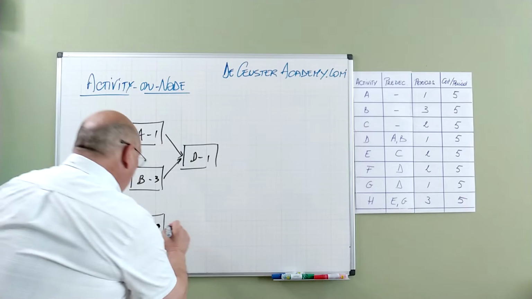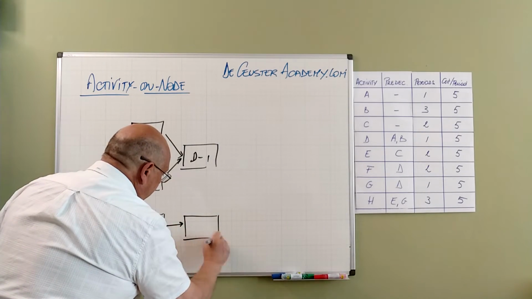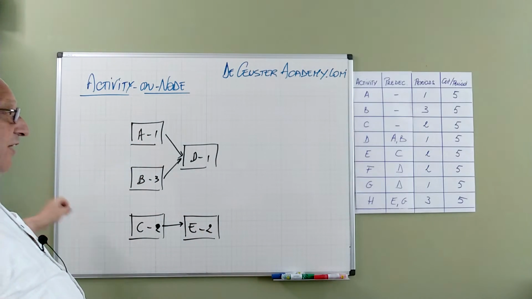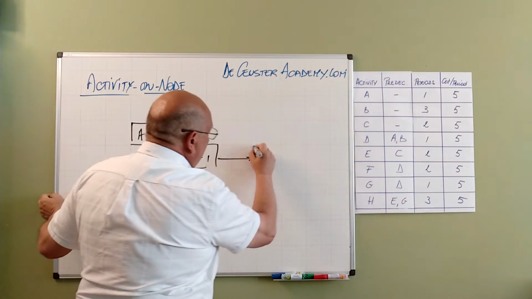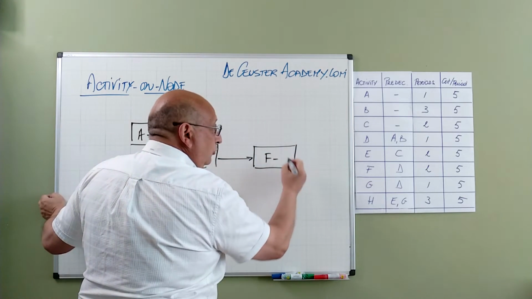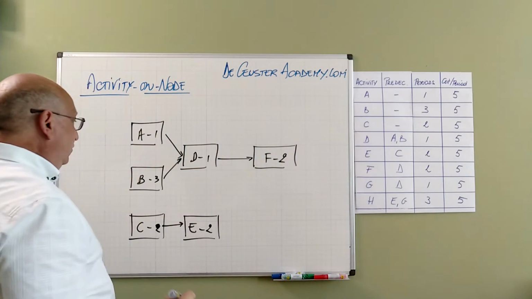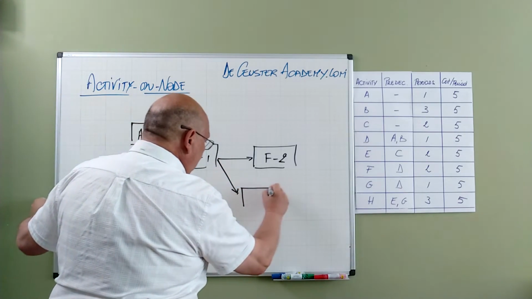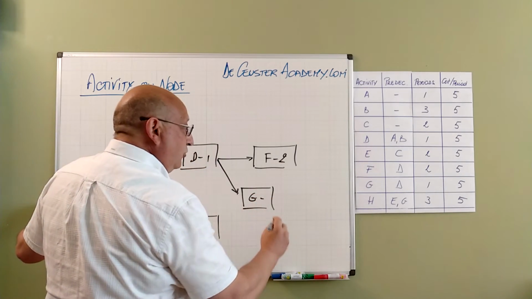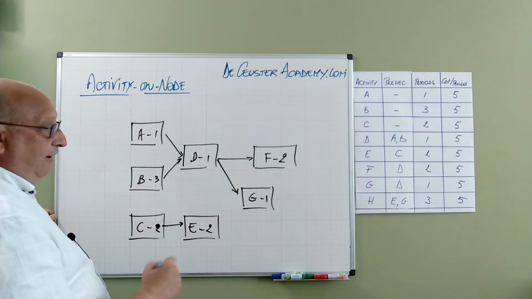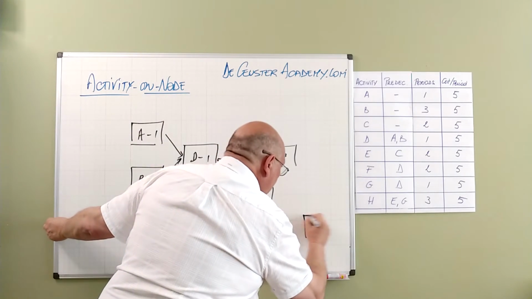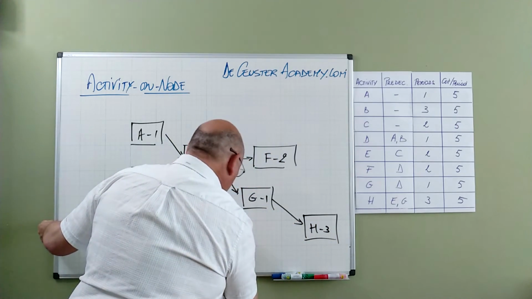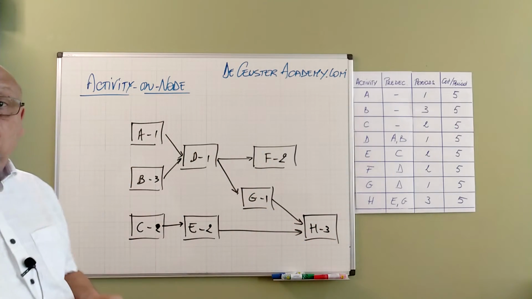We have E is after C, E with a duration of 2. Then we have F after D with a duration of 2 also. G is after D, so we have activity G here with a duration of 1. And then finally we have H after E and G, so H would be here with duration of 3, and this is the final network diagram.